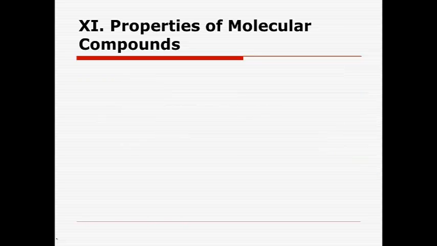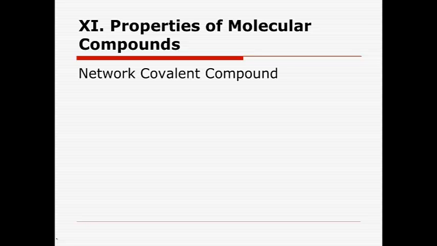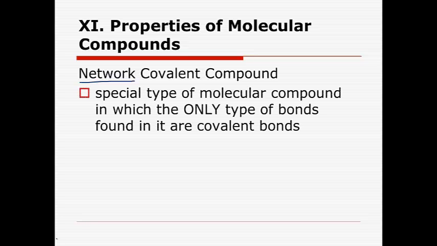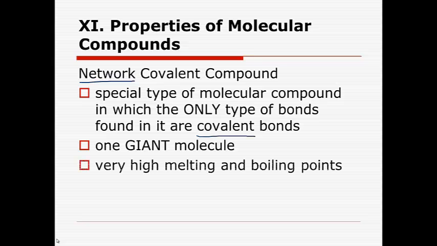Last type of molecular compound we look at, a special type. This is known as a network covalent compound. Special type where the only type of bonds that you have are going to be covalent bonds. In other words, it's one giant molecule. Now, these have very high melting and boiling points because if you want to break it apart, the only type of bond you have is a covalent bond, and it takes lots of energy to do that.